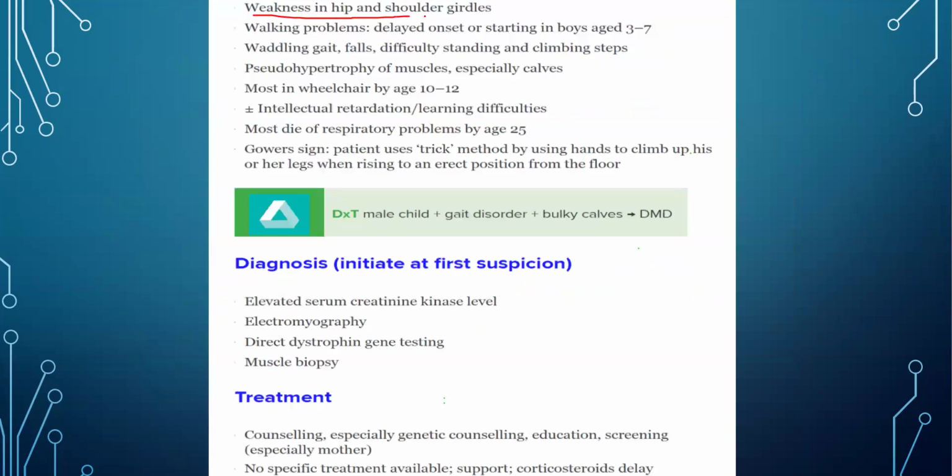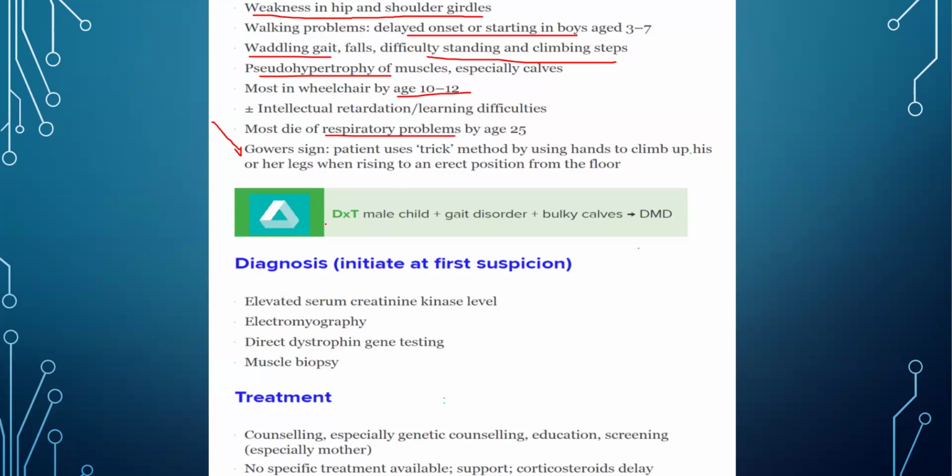Children will have weakness in the hip and shoulder girdle. There will be delayed onset of walking, and they can have a waddling gait, difficulty standing, and climbing stairs. Because their proximal muscle is weak, their calf muscle can become hypertrophied because they will be putting more pressure on the calf muscle. Most of them will be in a wheelchair by the age of 10 to 12, and the common cause of death is respiratory problems.